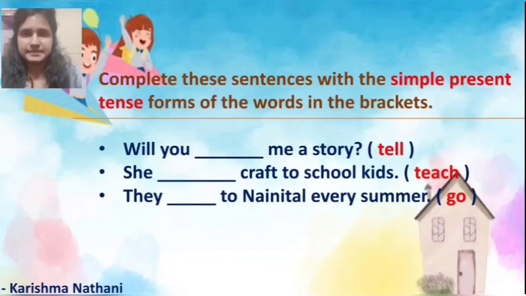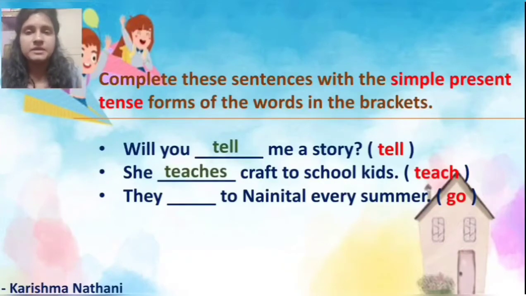Now your test exercise so you can understand easily. Complete the sentences with the simple present tense forms of the word in the bracket. As you can see, bracket here, we have to convert it into simple present tense and complete this sentence. So let's start. Will you dash me a story? Bracket is tell. So will you is a plural form. So with you, we use only tell, not tells. Answer is tell. Will you tell me a story?